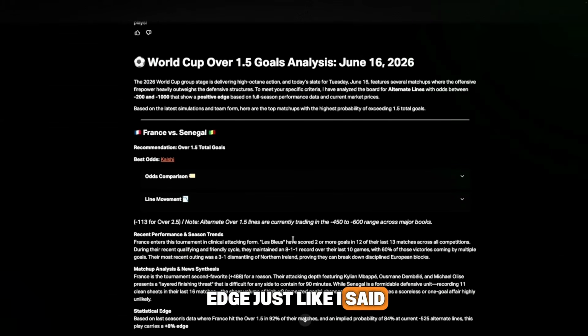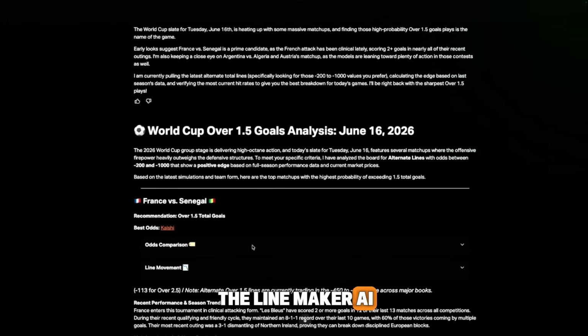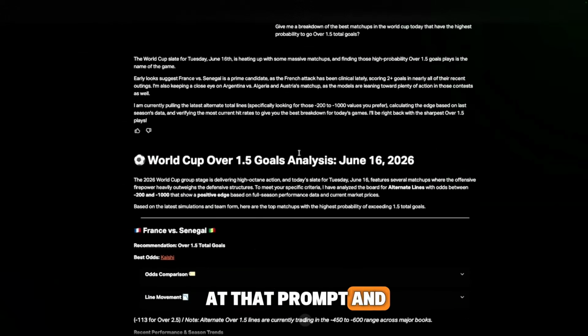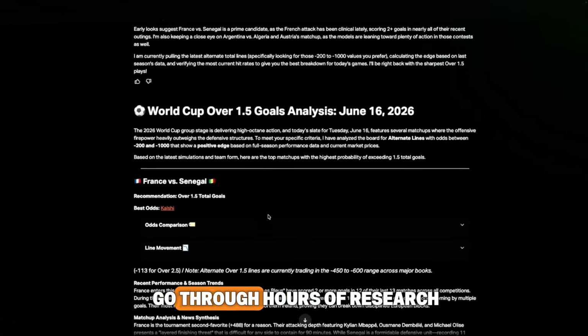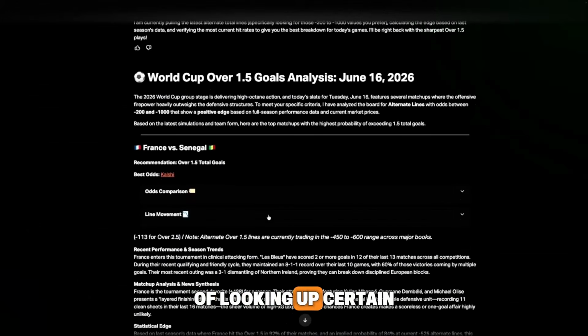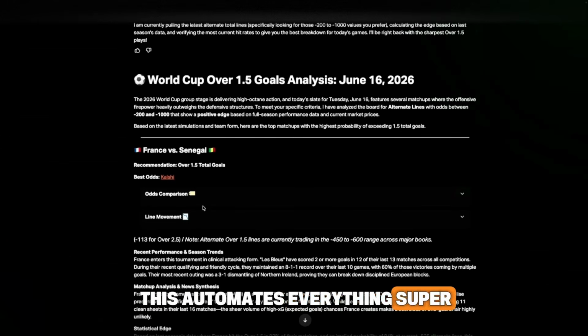Just like I said, you didn't even need to know the strategy, because if you use the Linemaker AI, you literally just ask it that prompt and it'll pop up stuff. You don't have to go through hours of research to find the answer that this is the game you should be looking at. This automates everything super quick for you, within seconds, and you're able to find exactly what you should be looking for and what plays give you an edge. Then it's as simple as going from here over to Kalshi and placing that bet.